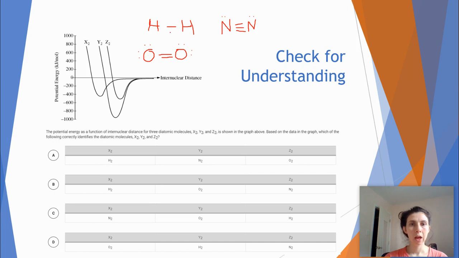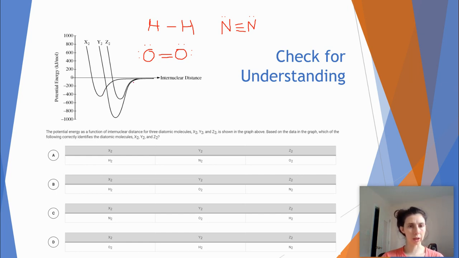So an H-H bond is going to be weakest and longest because it is a single bond. So it's going to be weak and it's going to be long. An O-O bond is going to be a little stronger. And an N-N bond is going to be the strongest.